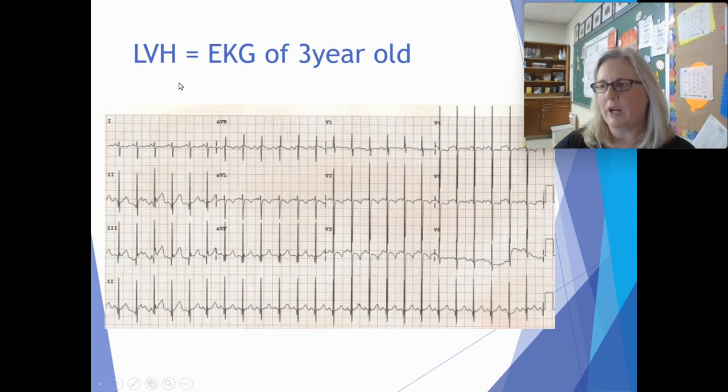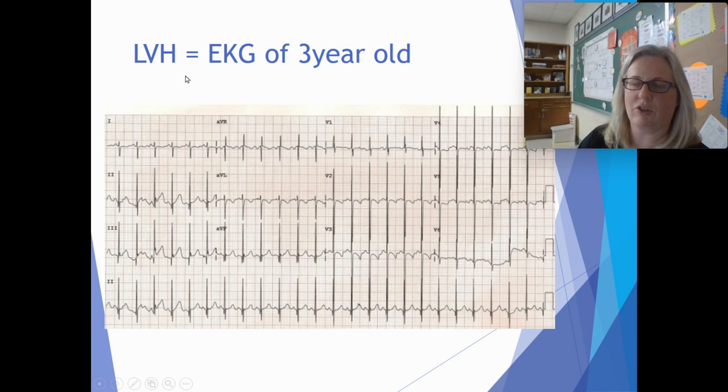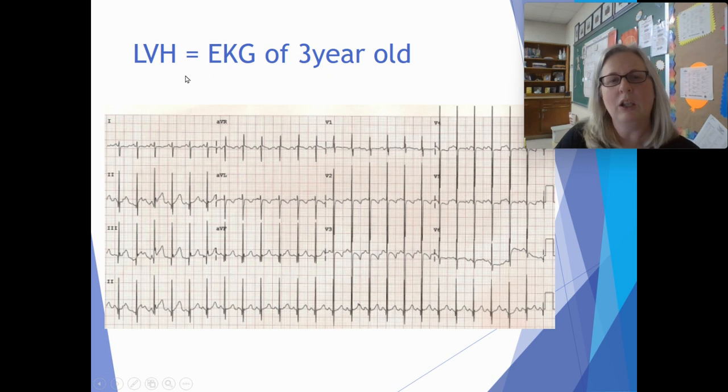This is LVH for a 3-year-old. So look at this 3-year-old's EKG. This is a pretty interesting EKG. It looks different than the ones we're used to looking at, doesn't it? It's different because, number one, the QRS is shaped a little different. It is super narrow. It's definitely less than that 0.08 that we are used to looking at. It's super narrow and it's super large. So this is a 3-year-old EKG.